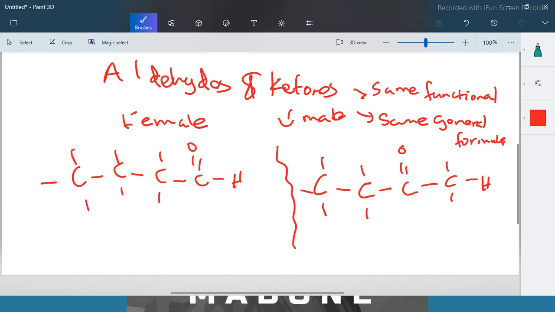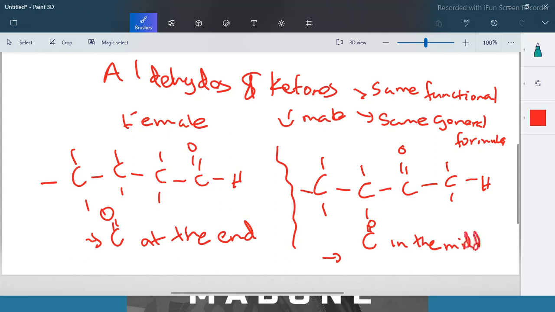Okay, guys. What do you notice about this is that the carbonyl group is found at the end. Simple. This is how you identify an aldehyde. And on this side, the carbonyl group is found in the middle.